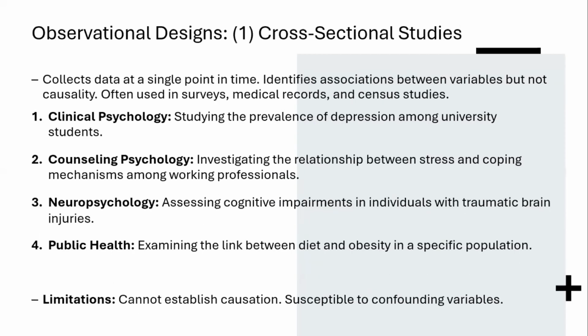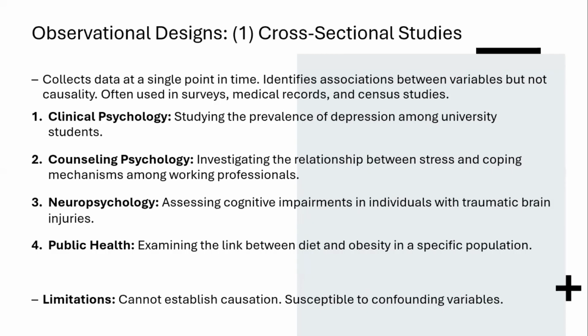Let's look at different kinds of observational designs. When we talked about experiment, we talked about different experimental designs. So let's look at different observational designs. The first one is what we call cross-sectional studies. Cross-sectional studies collect data at a single point in time.